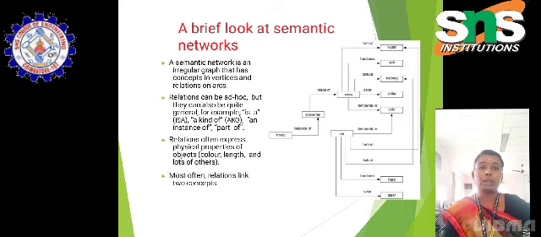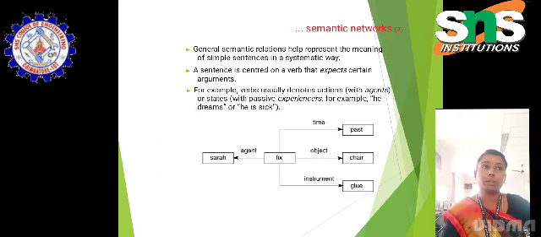Most often, relations link two concepts, like general semantic relations, and help represent the meaning of simple sentences in a semantic way. A sentence is centered on a verb that expects certain arguments. For example, a verb usually denotes action with agents or states, which are passive experience. For example, he dreams or he is sick. An example of a semantic relationship is Sarah. She is an agent, and he lives in a past, and he sits in a chair. The chair is an object, and glue is an instrument.